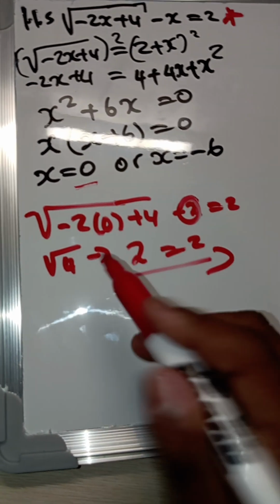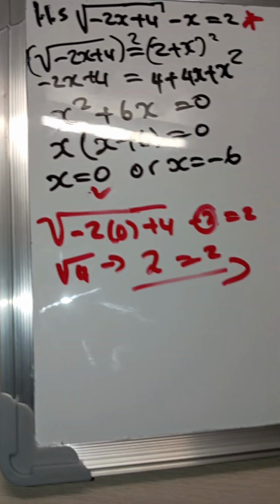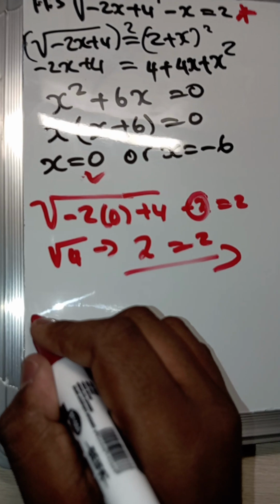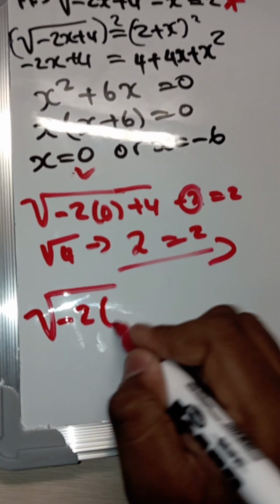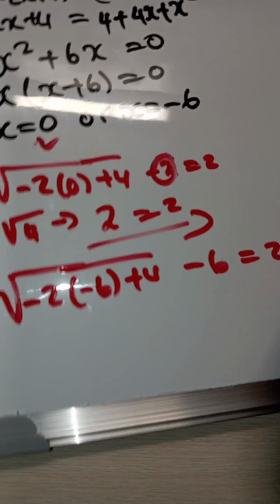So now I can say that 2 is equal to 2. It means that 0 is the correct solution. Now x equals negative 6: negative 2 times negative 6 plus 4, minus 6, equals 2?